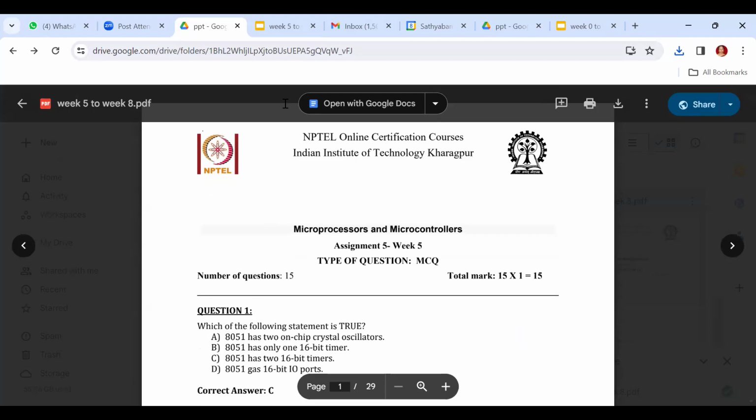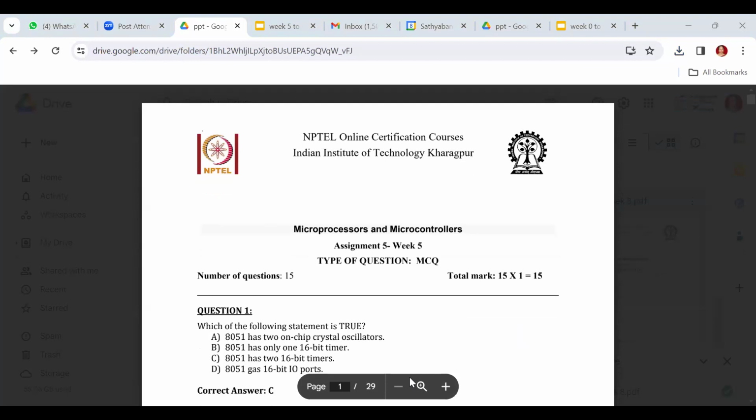How many? One only. And 8051 has only one 16-bit timer. So how many timers do we have? We have 2 timers.